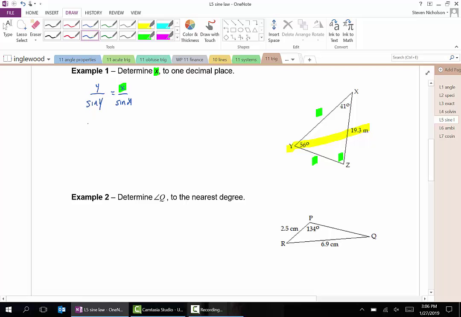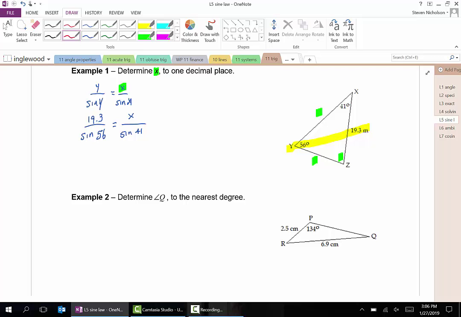So we're going to have y, which is 19.3, over sine of big Y, which is 56, is equal to little x, which I don't know, over sine of 41. And what we're simply going to do is isolate x. So the way we isolate x is we multiply both sides by the sine of 41. Now again, the sine of 41 is just a number.